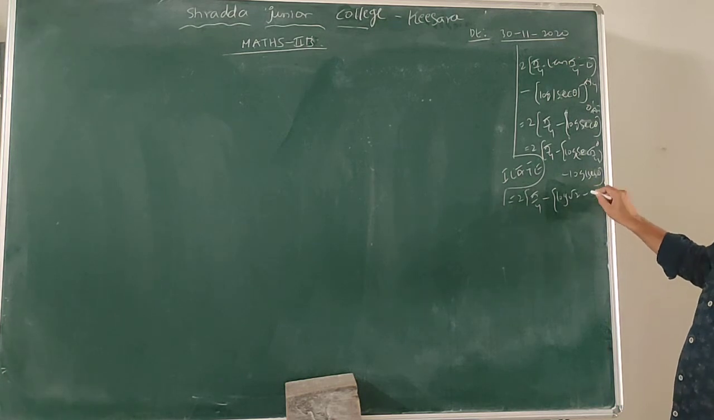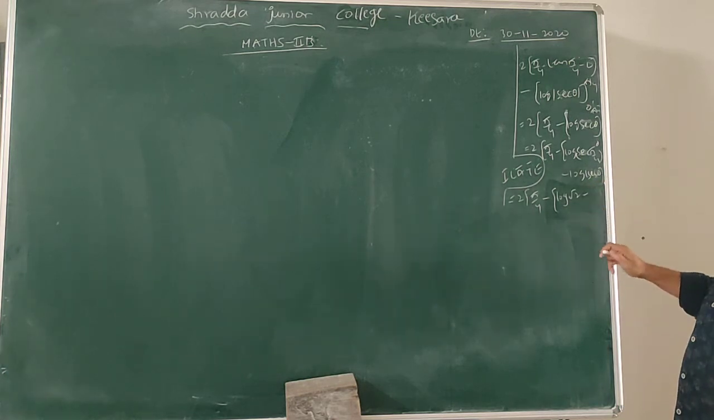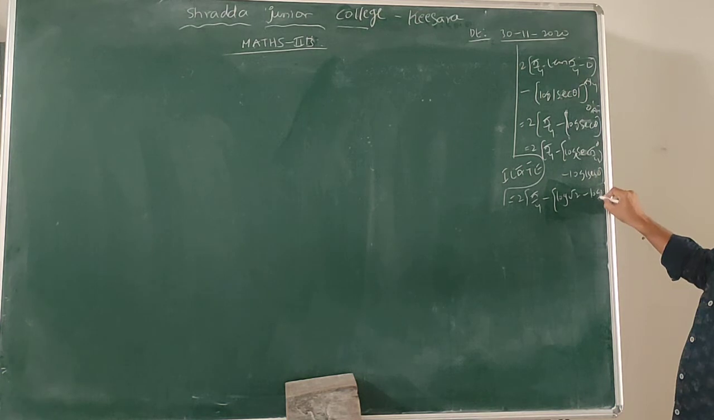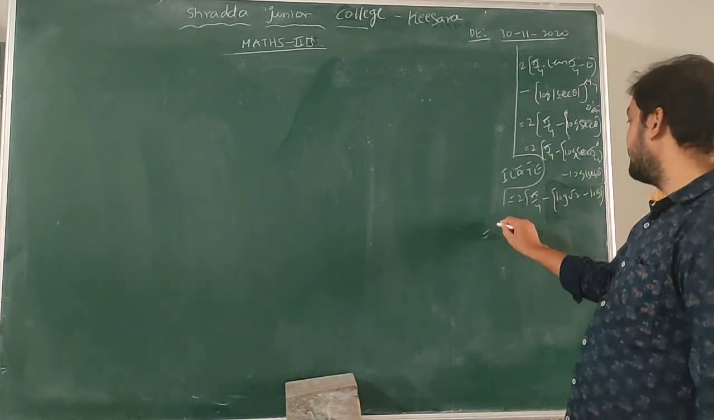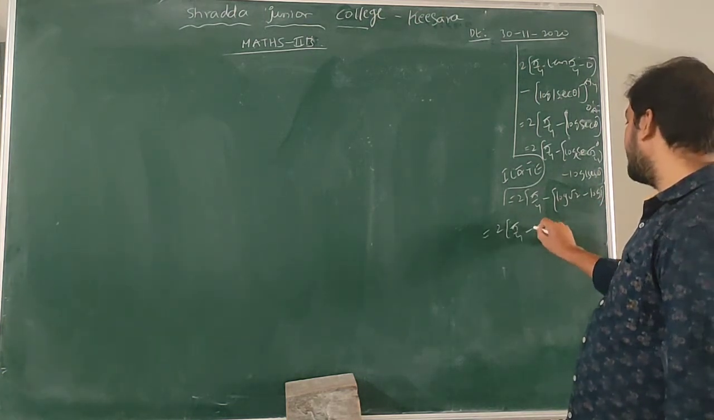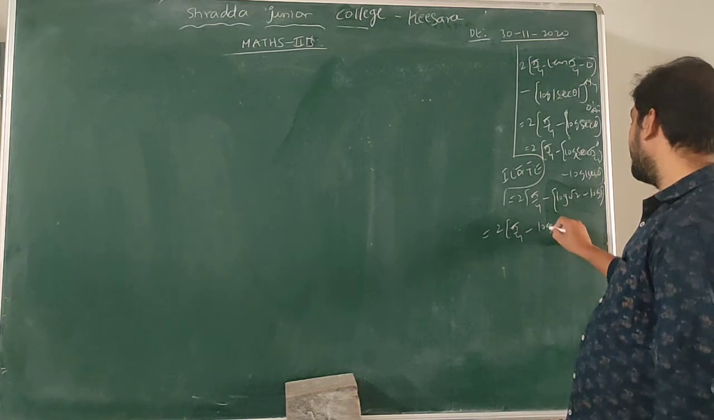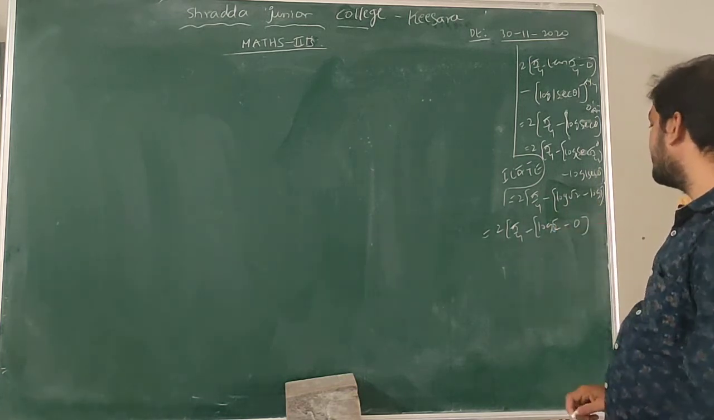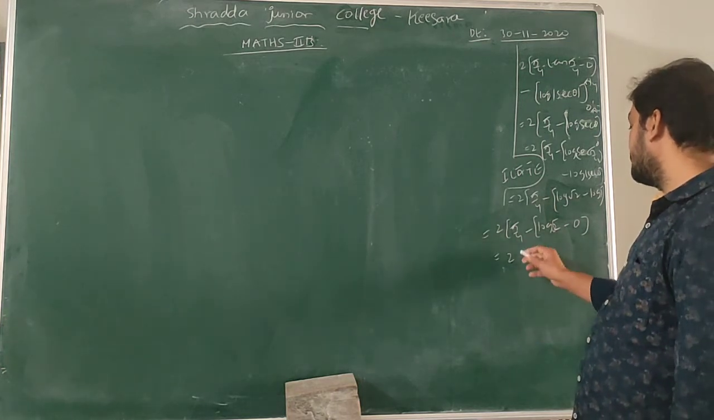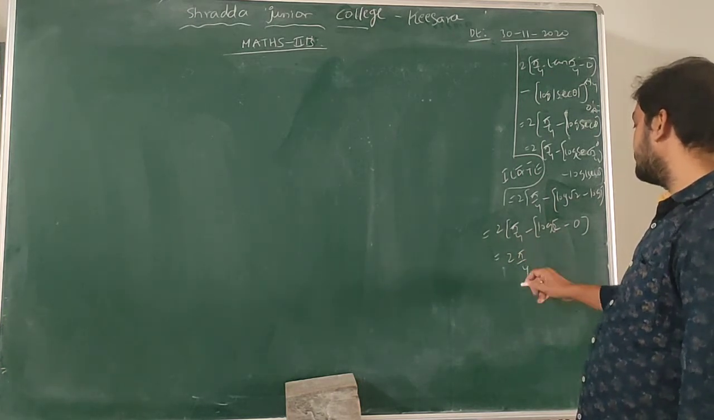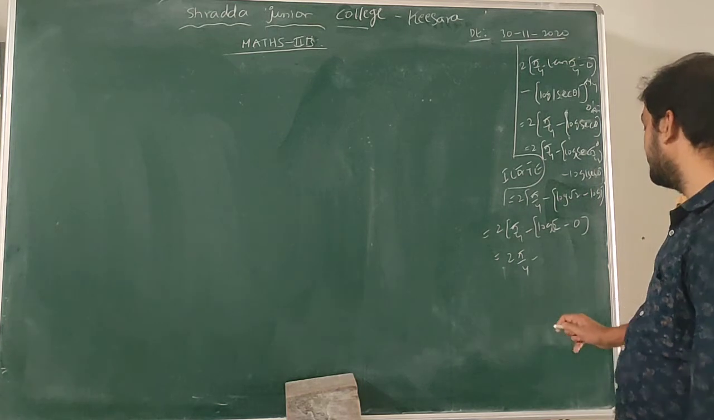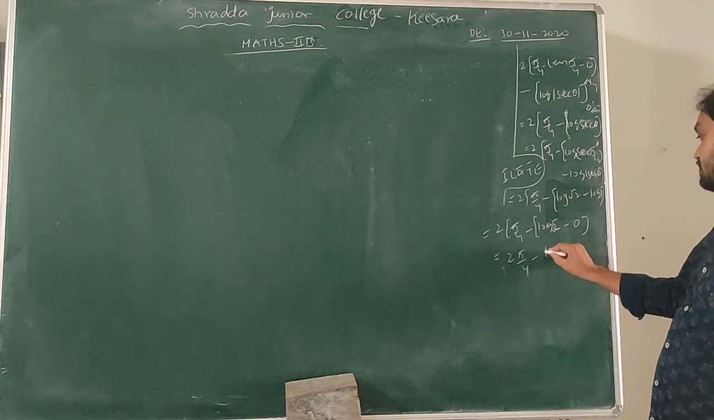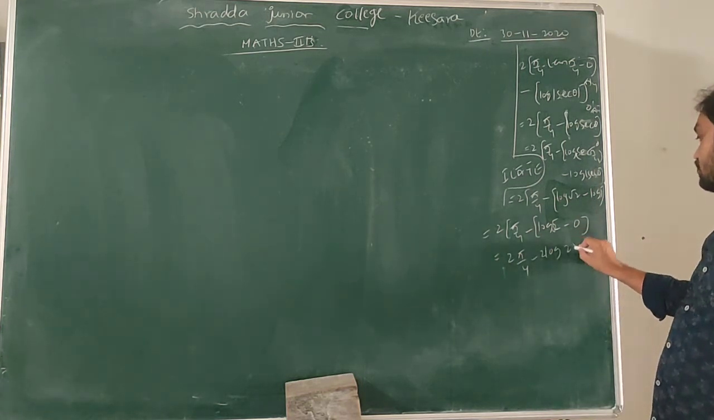This is log root 2 minus secant 0, that is 1, log 1. So what we are getting here is 2 into pi by 4 minus log root 2. Log 1 is nothing but 0. Now multiply with 2 here. 2 into pi by 4 minus 2 into log root 2.